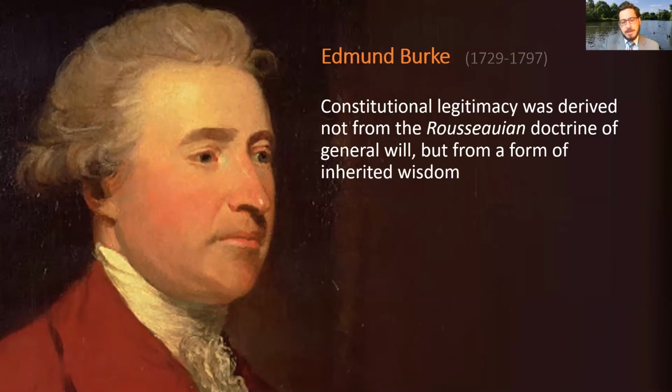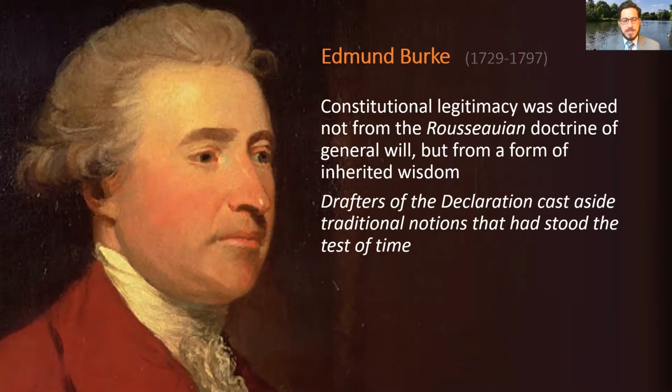It was approved in the French Revolution. For sure you have heard about that. He didn't agree with that, not because he was against natural rights. He believed in natural rights. But he said that constitutional legitimacy was derived not from the Rousseauian doctrine of general will, the social contract, which is also in Hobbes, but from a form of inherited wisdom. Inherited wisdom is more or less traditionalist.